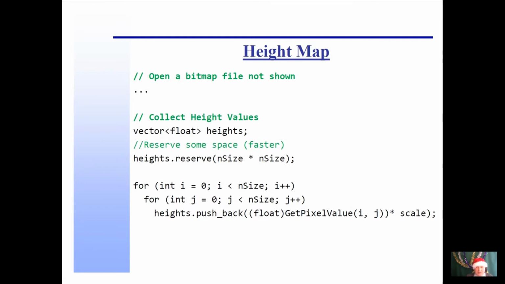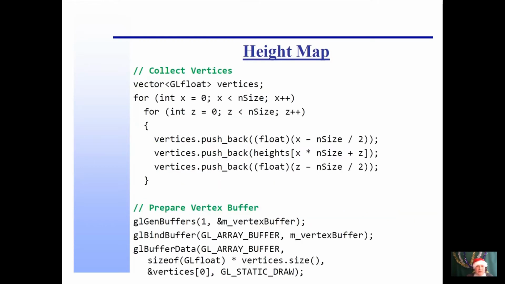We have a nested loop to read the pixel values at the position ij from the image. Of course, you have to load the image first, but then we take pixels from this image and we can push them back into the heights. So with a simple function call to push_back, you can just store consecutive pixels in the form of a one-dimensional array in the form of a vector.